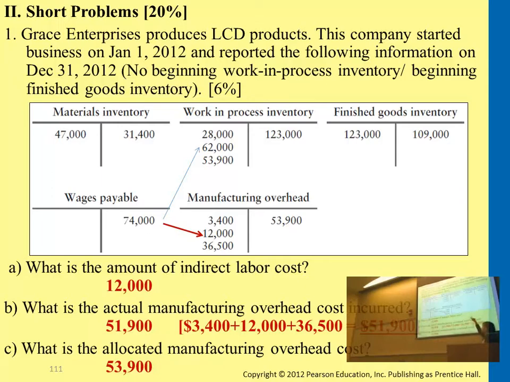So you just choose the 2 numbers that, if you add them together, equal 74,000, then that number in manufacturing overhead relates to indirect labor costs. Okay, so that would be $12,000.